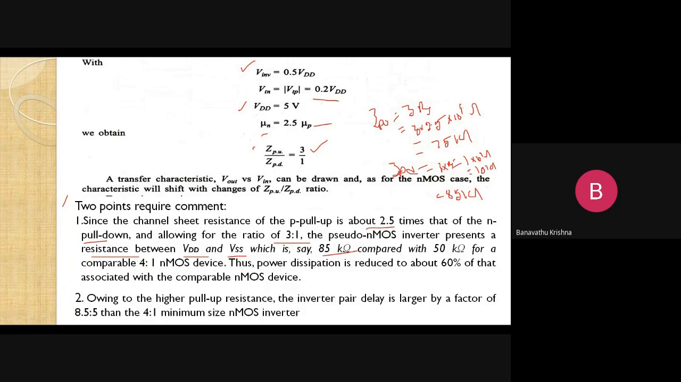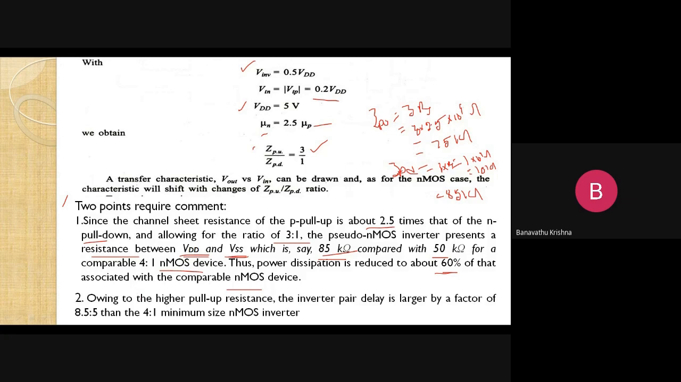So here, this is the point: the VDD to the resistance. The inverter presents a resistance between VDD and VSS of, say, 85 kilo ohms, compared with 50 kilo ohms for a comparable 4:1 NMOS inverter, right? Thus power dissipation is reduced to about 60% of that associated with the comparable NMOS inverter device. So here the power dissipation is going to decrease, right?